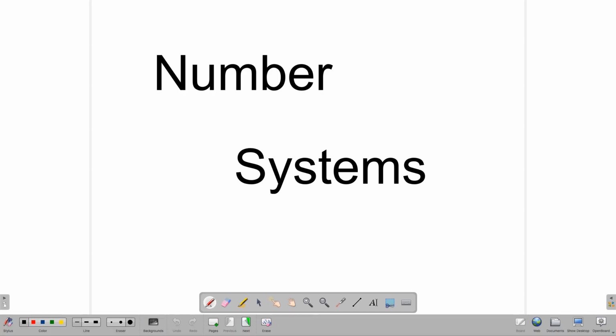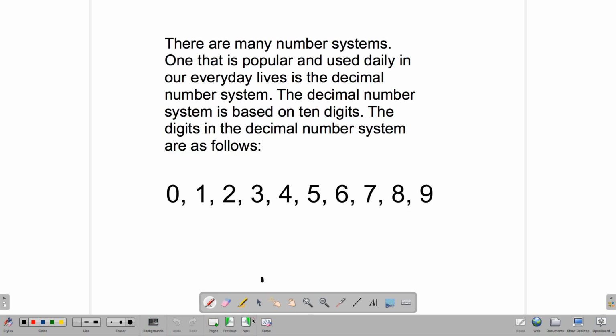This tutorial is about number systems. There are many number systems. One that is popular and used daily in our everyday lives is the decimal number system. The decimal number system is based on 10 digits. The digits in the decimal number system are as follows: 0, 1, 2, 3, 4, 5, 6, 7, 8, and 9.